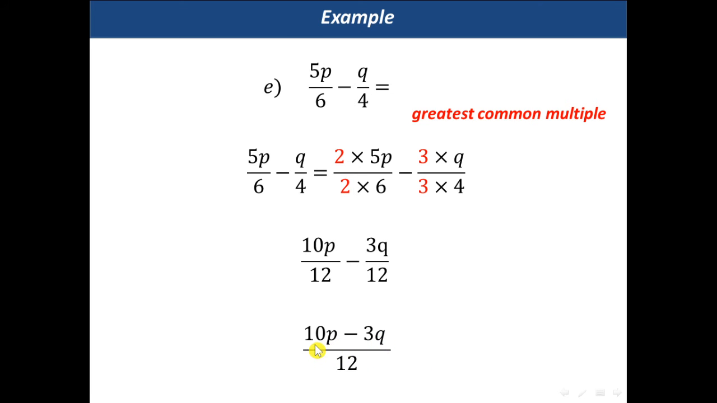Just like when you say 10 apples minus 3 bananas, how much is the result? It doesn't work. Only when 10 apples minus 3 apples, then it is 7 apples. So here is 10p minus 3q. They are different types, so you just write them like this and you leave them. The important thing is the denominator now is the same.